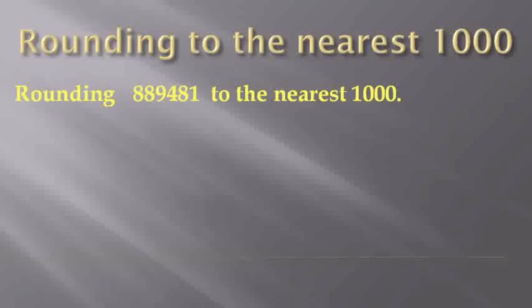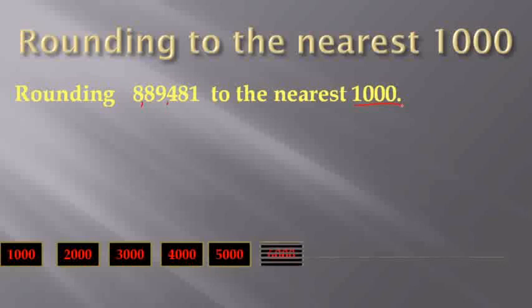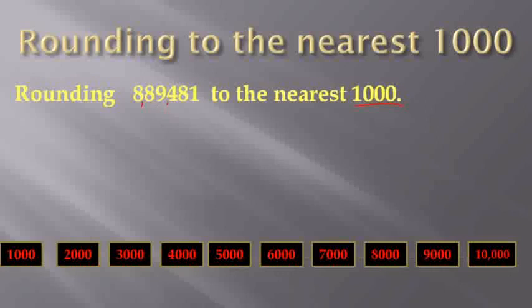Next example is rounding 8,89,481 to the nearest 1000. So the first step is to write the multiples of 1000. Those are 1000, 2000, 3000, 4000, 5000, 6000, 7000, 8000, 9000 and 10,000. Now just concentrate on the last 4 digits, that is 9481. So 9481 is greater than 9000 and less than 10,000. So it will lie between 9,000 and 10,000. So whether to round down this number or to round up this number, we will check the digit written at 100 place.